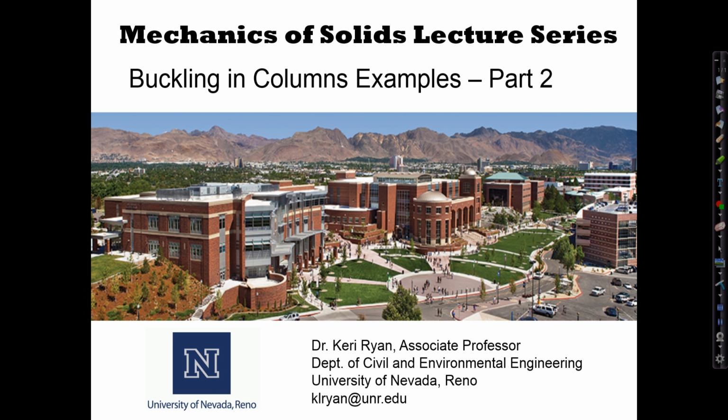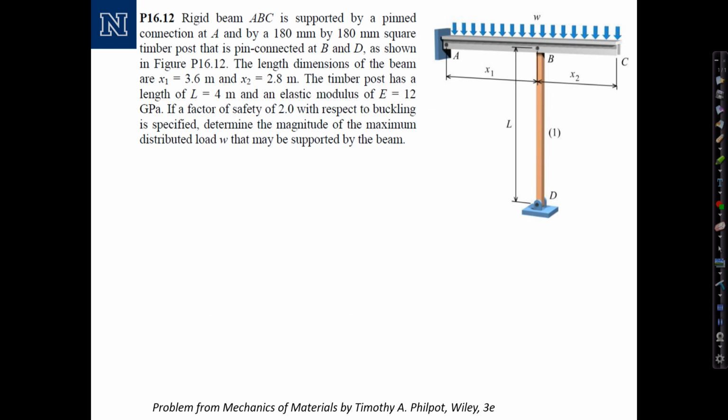In this series of videos, we're solving examples considering buckling in columns. Next example is a problem from Mechanics of Materials by Timothy Philpot, Wiley 3rd edition. The problem statement reads: rigid beam ABC, shown here, is supported by a pin connection at A and a 180 by 180 millimeter square timber post that is pin connected at B and D as shown. This is our timber post here.